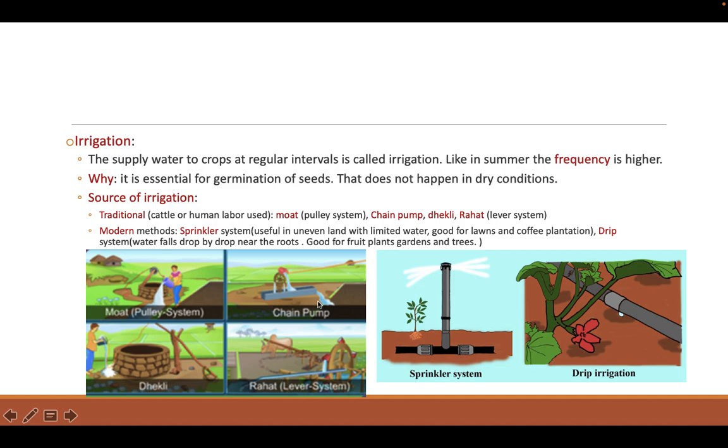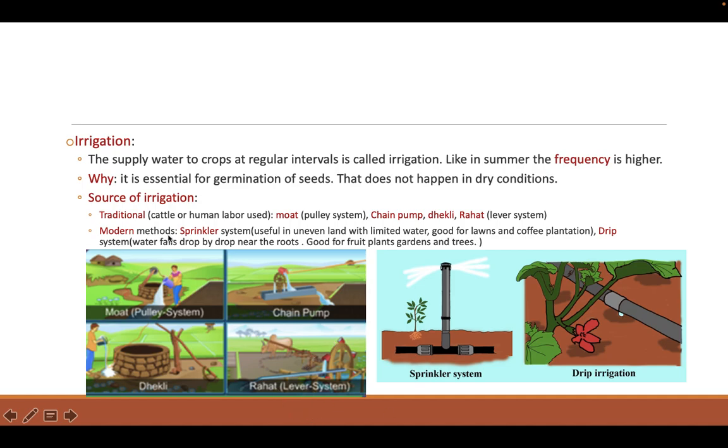There is a chain pump system also. This kind of chain pulling goes on, and water will be pulled and passed into the field. There is a dhekli system, where you use this dhekli to pull water and put it here. And there is another system called the rahat lever system, where cattle are used, continuously moving, whereas this wheel is going and the water is removed and poured into the places.